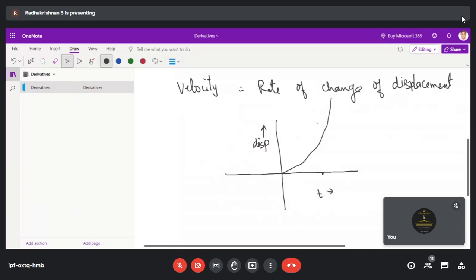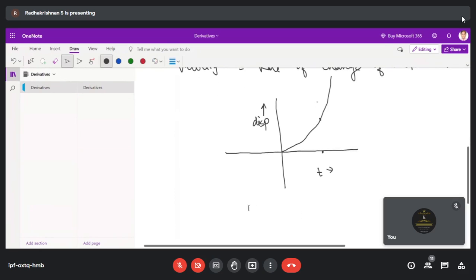So at any point in time, suppose we want to find out the velocity. So how can we find out? The only way is rate of change of y with respect to x, or here rate of change of displacement with respect to time at this particular point. We have to use the same formula that we just now saw. Okay, and what is that?